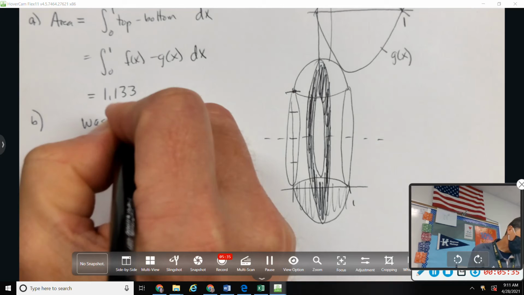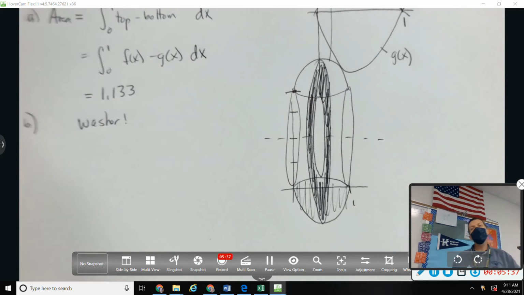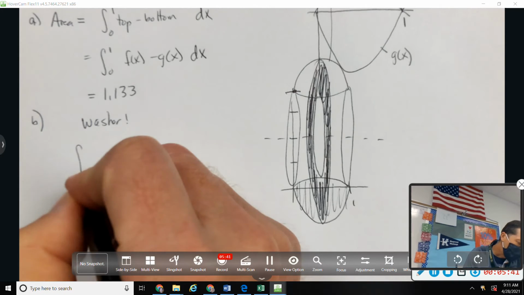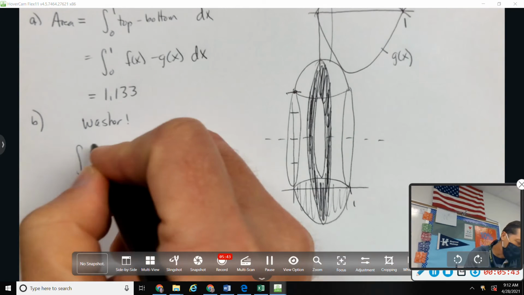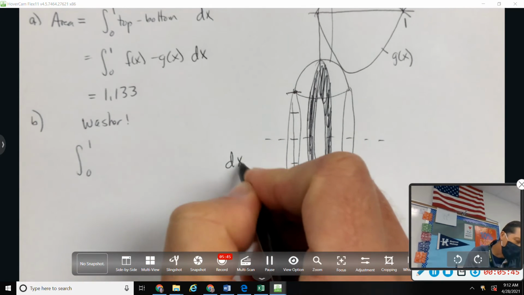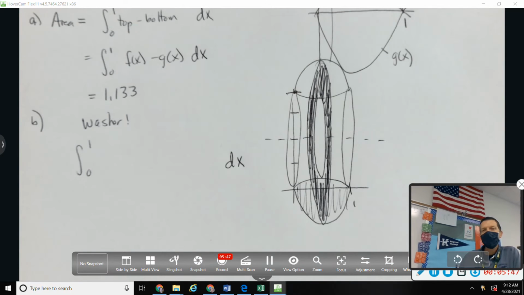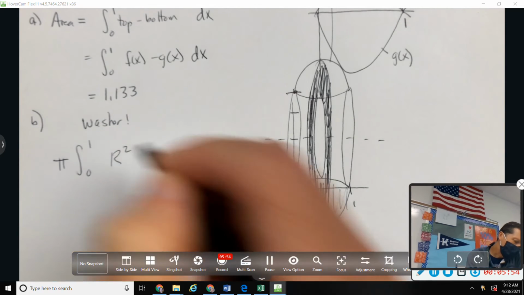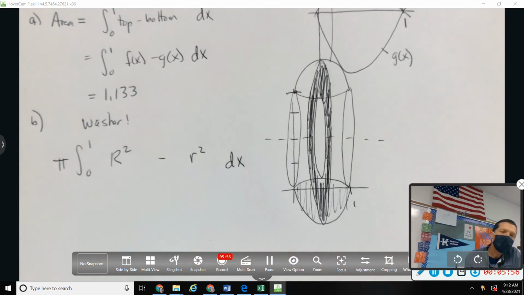So washer. And again, you don't have to explain everything to the grader, but maybe it's more just helpful to yourself. So I'm going to add up the washers from 0 to 1. And these are dx slices. So just big picture, that's big R squared minus little r squared.